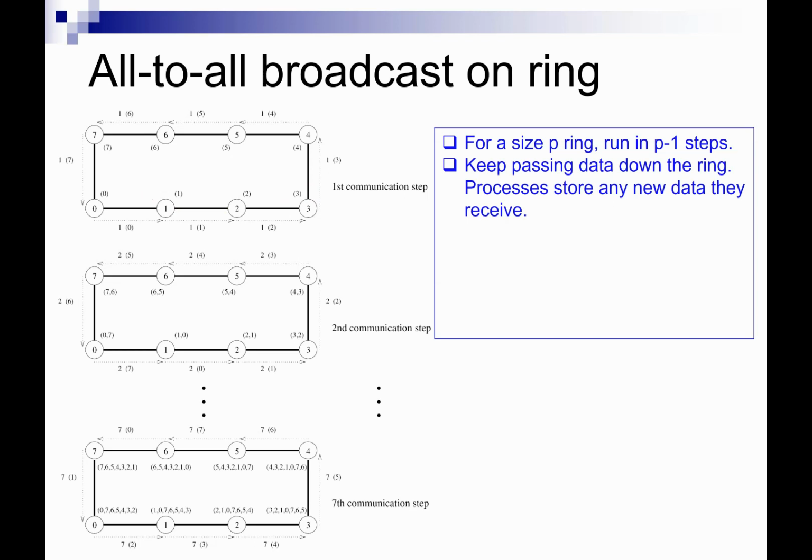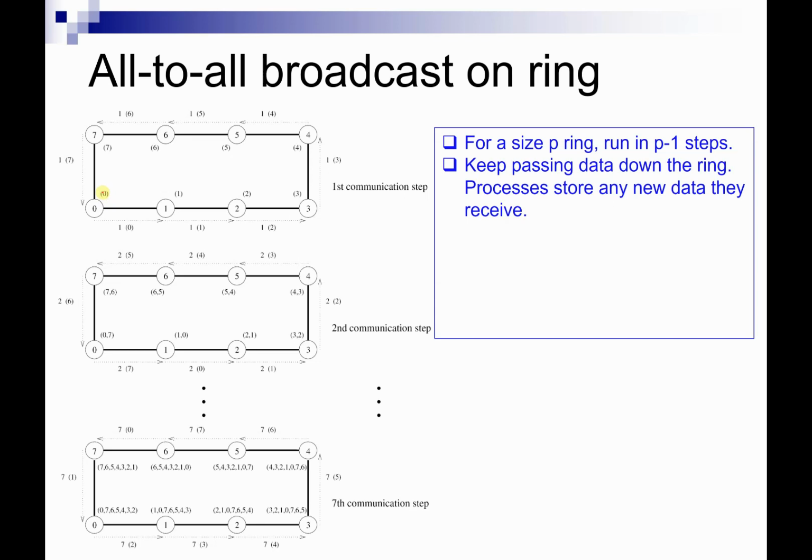This is illustrated in this picture over here. These values over here indicate that this is step 1 of the process, and the values in the parentheses indicate which value is being sent. So for example, this 0 means that in step 1, process 0 is sending its value to process 1. Also in step 1, process 1 is sending its value to process 2, which is sending its value to 3, and so on.